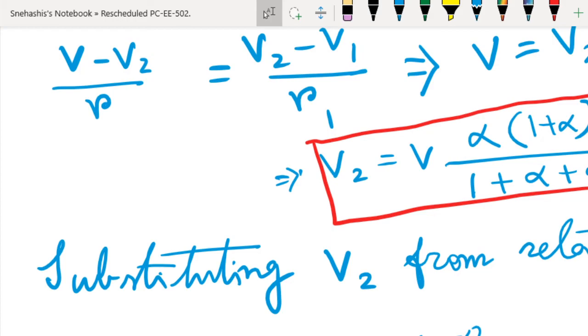That means v by r ln alpha, and okay, no further simplification is required. This is your relation. If you simplify this, you obtain something. I'm not going to do that again, it will take huge time.